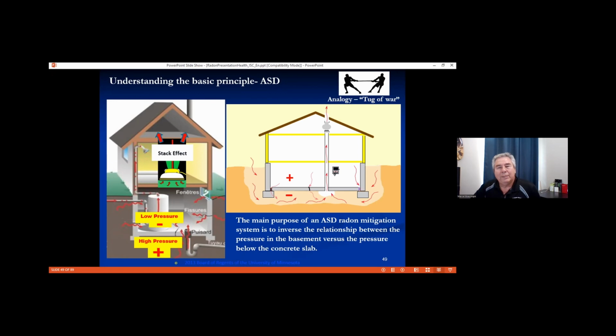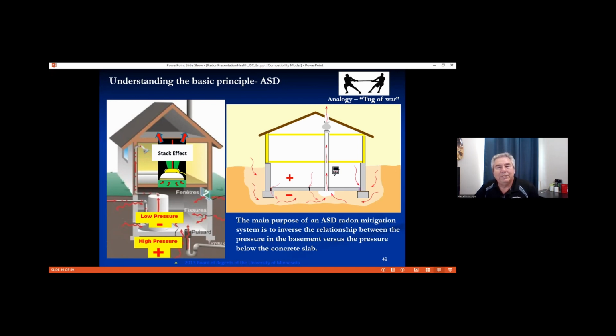Now, remember what I said about the word suction. What we really mean here is that we're going to lower the pressure underneath the concrete floor. And in this case, the pressure in the basement will now actually be higher than what it is underneath the concrete floor. So that pressure is actually going to prevent the radon from getting into the basement.